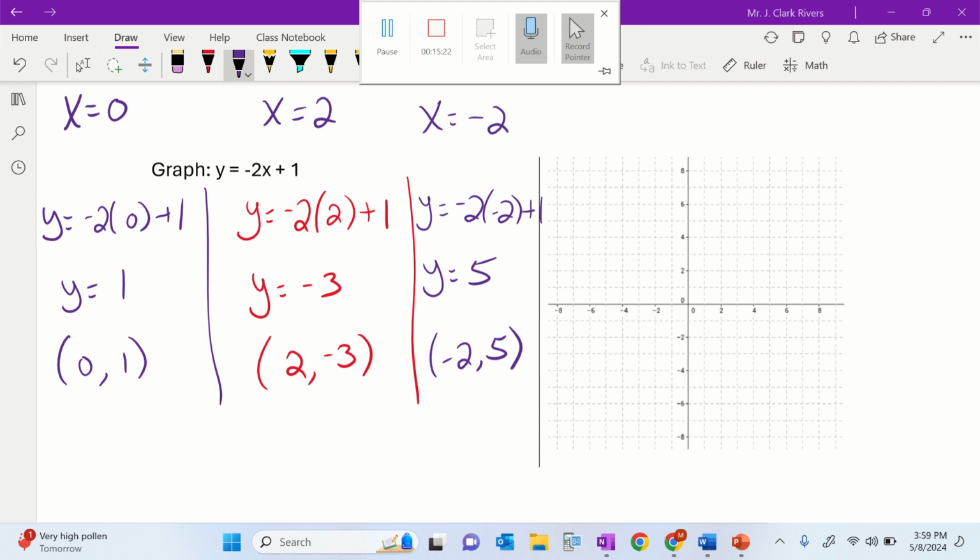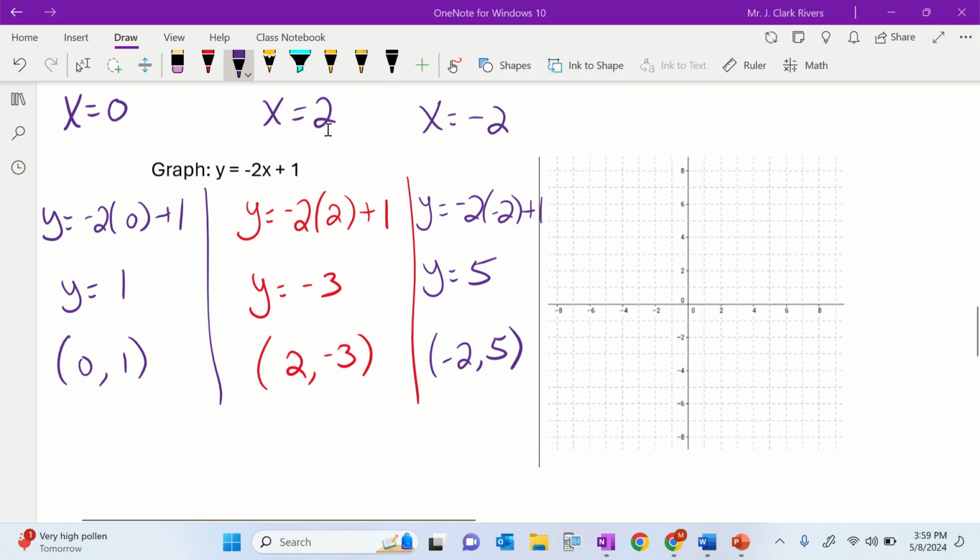Okay, so here's what I did. I chose x equals 0, x equals 2, and x equals negative 2. You probably didn't choose exactly what I did, and that's okay. When you plug in x equals 0, negative 2 times 0 is 0, plus 1, you get y equals 1. So 0, 1, let's plot that. 0, 1 is this point right there on the graph.